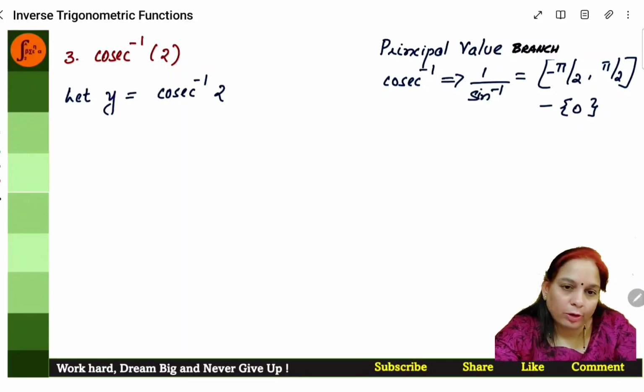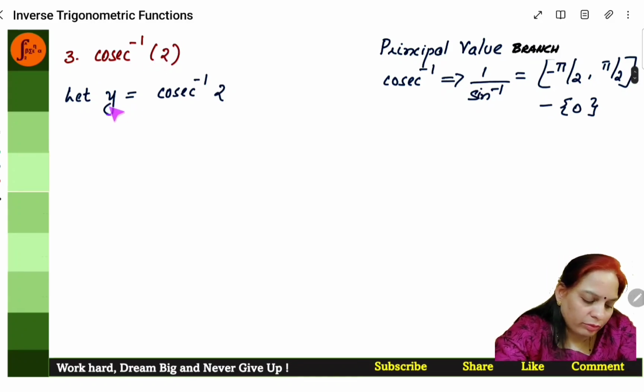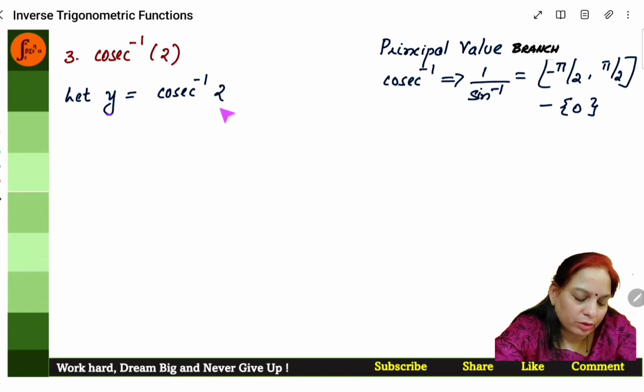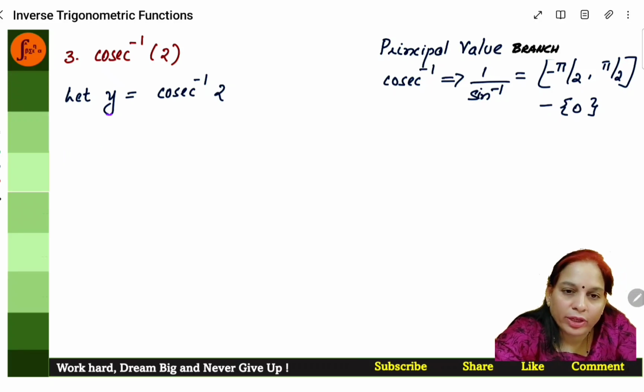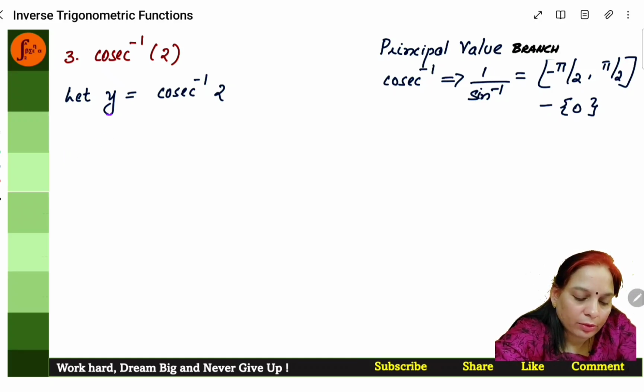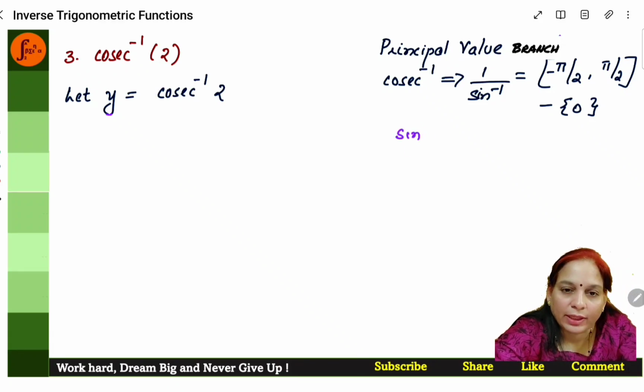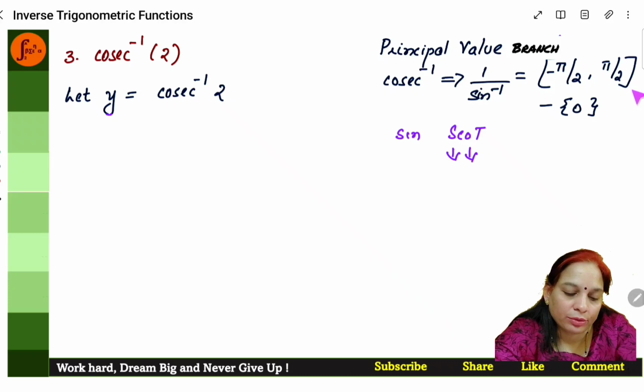Now let's go to the third problem. Find the principal value of cosec inverse of 2. We'll assume that y is equal to cosec inverse of 2. Now first we have to write the principal value branch. What is the principal value branch of cosec? It's in the group of sine, cos, cot, right? It's in this group, cosec. So the range is minus pi by 2 to plus pi by 2.